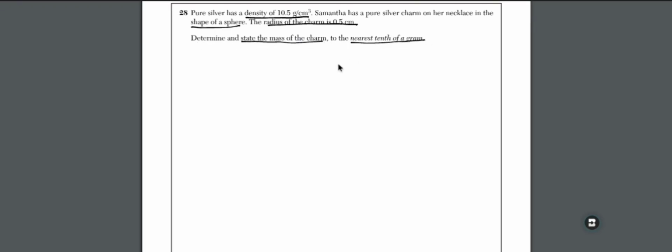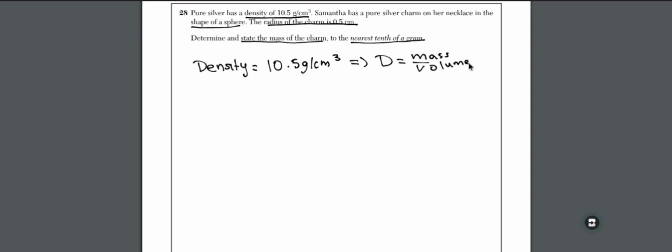So, I'm given my density to be 10.5 grams per cubic centimeter. And I know the formula for density is D equals M over V, mass over volume. So I need to find my mass. So that is x. So what do I need to do? I need to first find my volume. I can find my volume because they tell me that it's in the shape of a sphere.